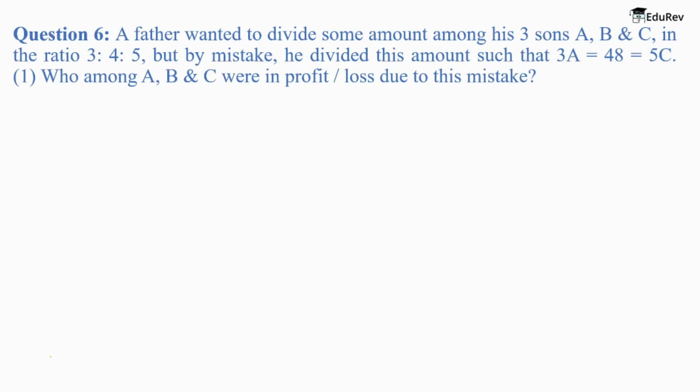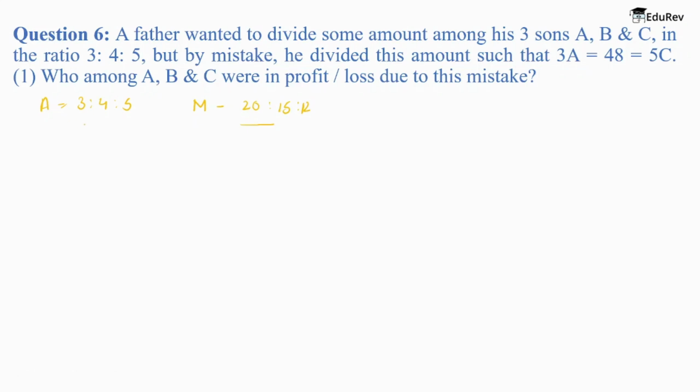Now, we will solve this question by a second method. Okay, so we have solved it earlier and now we will try solving it by another method. So the actual ratio was 3:4:5 and by mistake it gets to 20:15:12. We have calculated this earlier, right?